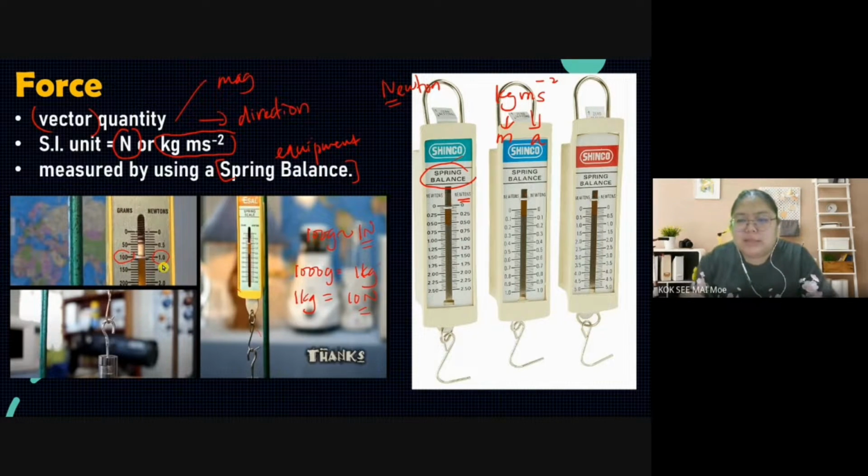Okay, but it has a maximum. You see, it only goes until 2.5. So the spring must be elastic, that means it can extend. After that, the spring must be strong, so that it can withstand overuse. Over the elastic limit, the spring inside the spring balance cannot go back to the original size. So this is one of the equipment.